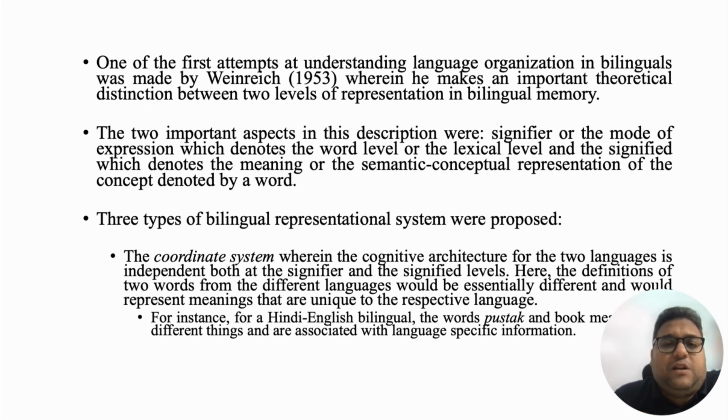Now, three types of bilingual representations were proposed in Weinreich's system. First is the coordinate system. In the coordinate system, the cognitive architecture for the two languages would be independent both at the signifier and signified levels. So there will be a signifier and signified for the first language, and a signifier and signified for the second language, and the definitions of the two words from the different languages would be deemed different and would represent meanings that are unique to the respective language. For instance, as a Hindi-English bilingual, the word pustak and book may mean slightly different things to me and would be associated with different language-specific information.